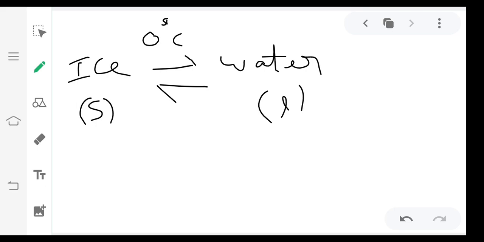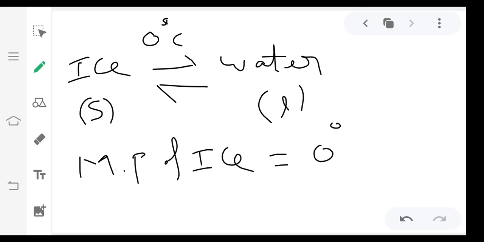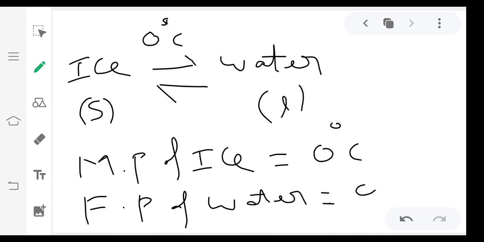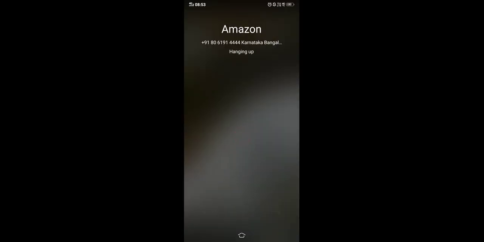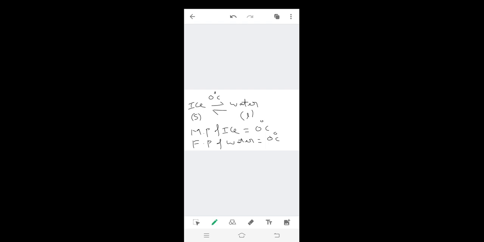So we can say the melting point of ice is 0 degree Celsius. Same way, liquid converting into solid, water converting into ice, is the freezing process. So the freezing point of water equals 0 degree Celsius. Don't confuse here: freezing point and melting point are the same for a given substance.